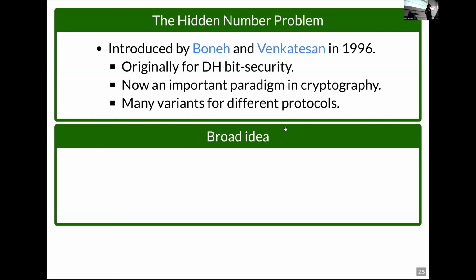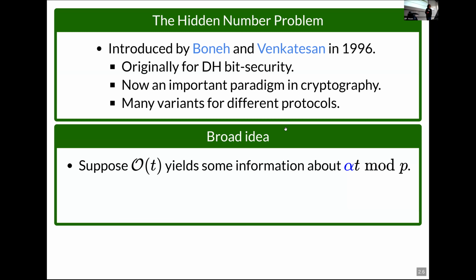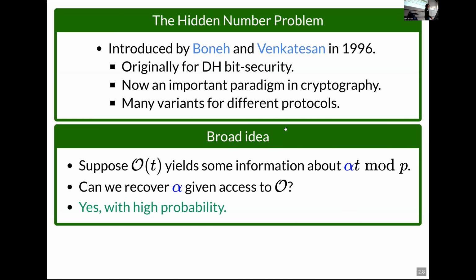So the broad idea, what is the hidden number problem? Suppose we have some oracle, O of t, which yields some information about alpha times t mod p. And the question is, can we recover alpha given access to this oracle? And the answer is yes, with high probability. Okay, so this is the broad idea of the hidden number problem.